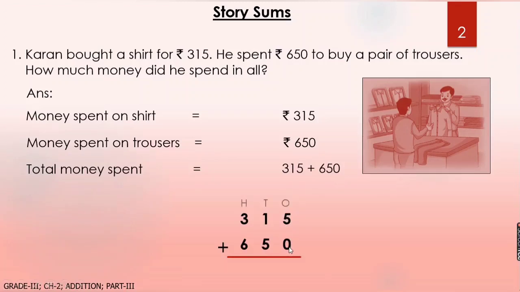So 5 plus 0 is equal to 5. 1 plus 5 is equal to 6. 3 plus 6 is equal to 9. So total how much money did he spend in all? 965. So what will you write at last? You will write Karan spent rupees 965 in all. So like this you have to solve the story sums.